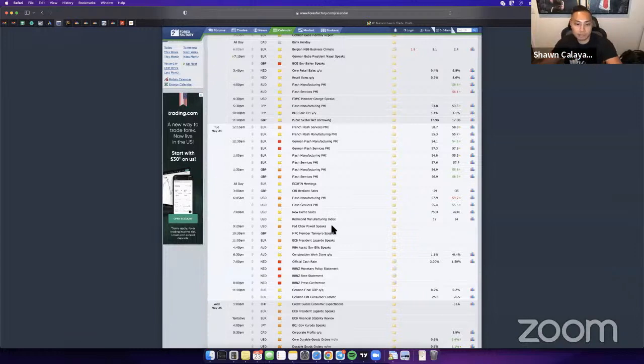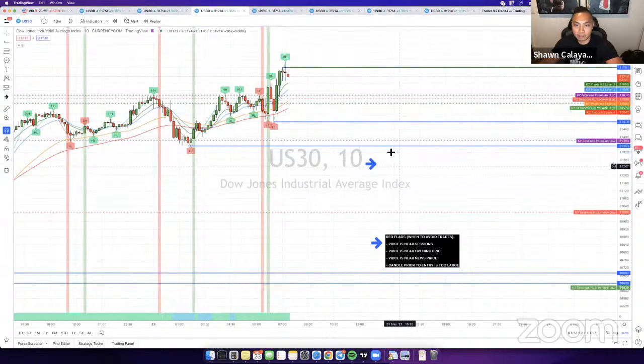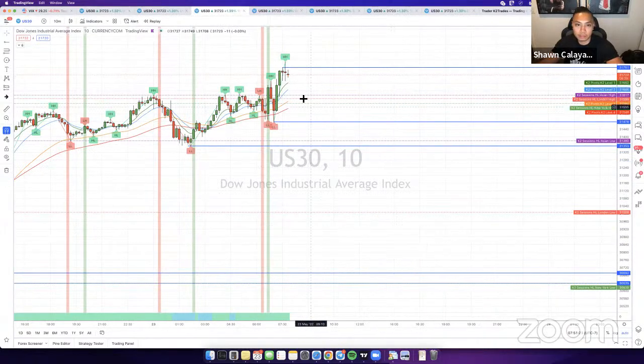So since Powell is going to be speaking tomorrow at 9:20, I think price is going to come back down. Because whenever Powell speaks, price tends to go up. So what needs to happen is price needs to kind of level off. What I see happening here on the 10-minute is I probably see price coming down a little later today.